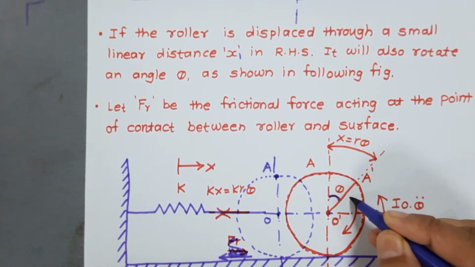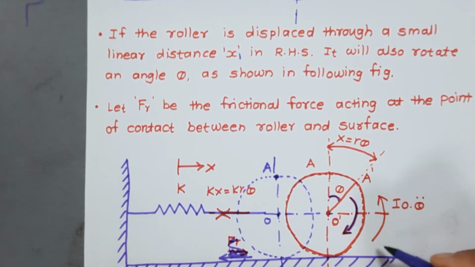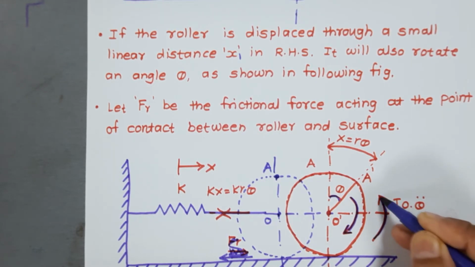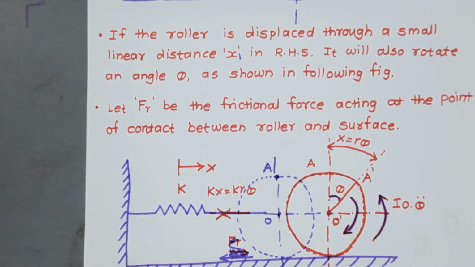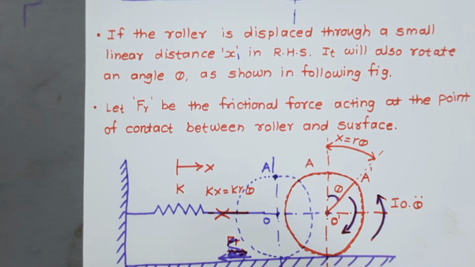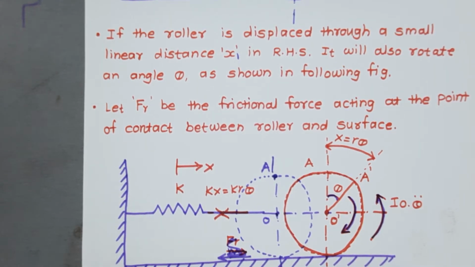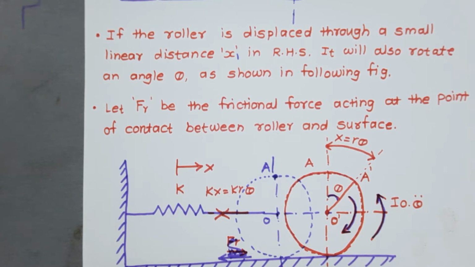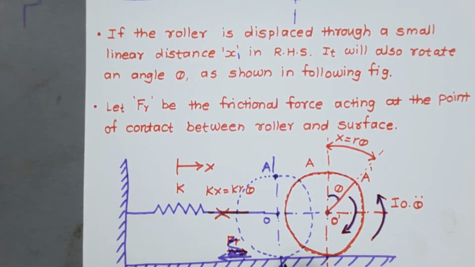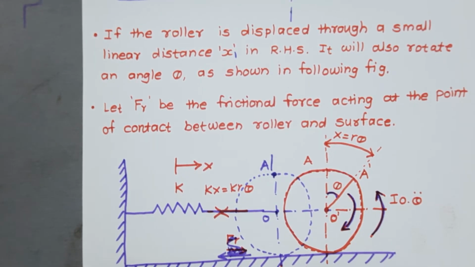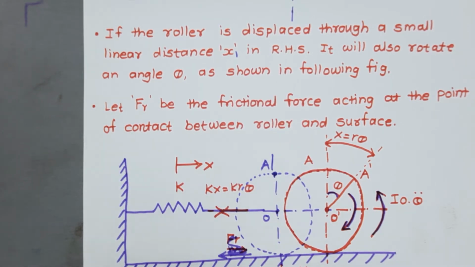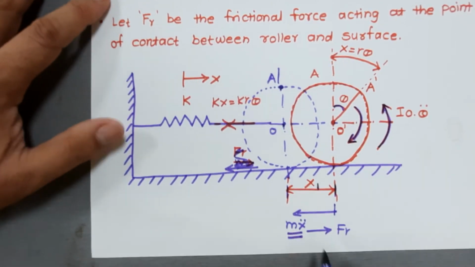As the roller is going to rotate in clockwise direction, the inertia torque on this roller acts in anti-clockwise direction, that is I0 theta double dot. So dear friends, for this roller we have a linear motion and angular motion. For angular motion we have taken this inertia torque. Now as the mass is displaced linearly from initial position O to O dash by an amount of x1, the inertia force acting on this roller is in the opposite direction. As the mass is displaced to the right hand direction, the inertia force acts in the opposite direction, that means left hand side, that is mx double dot, and the friction force acts on the right hand side here.